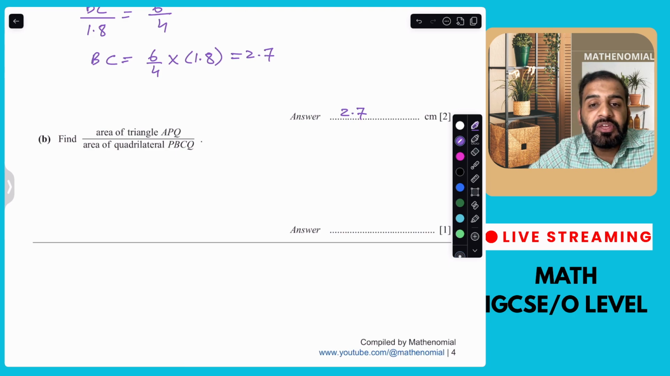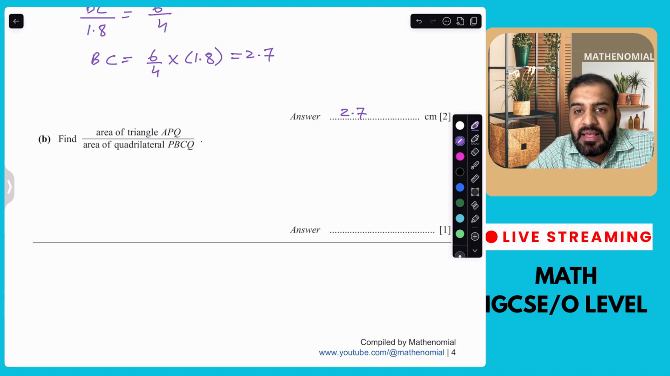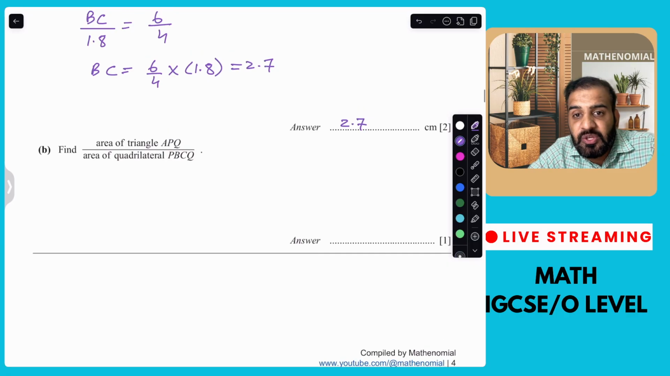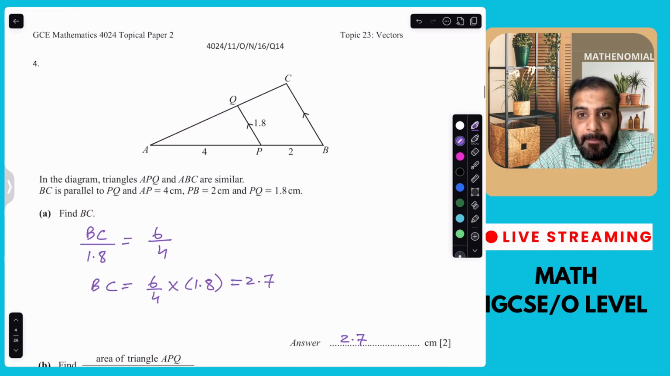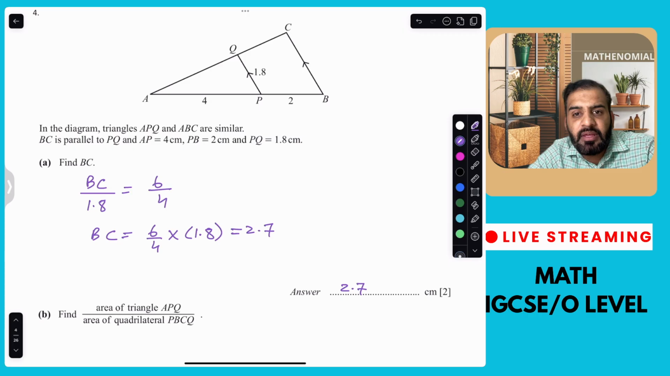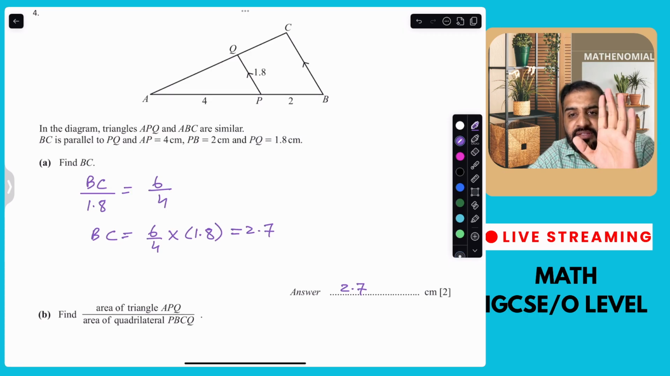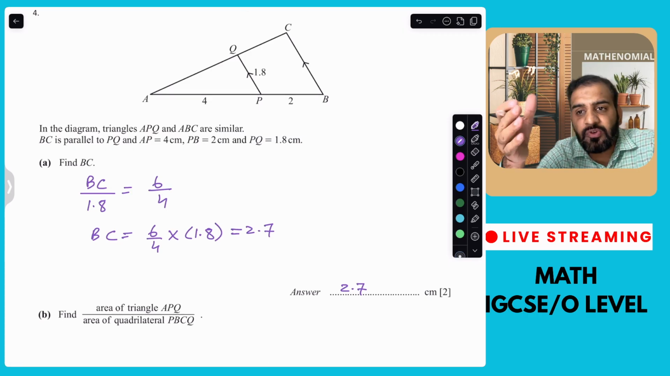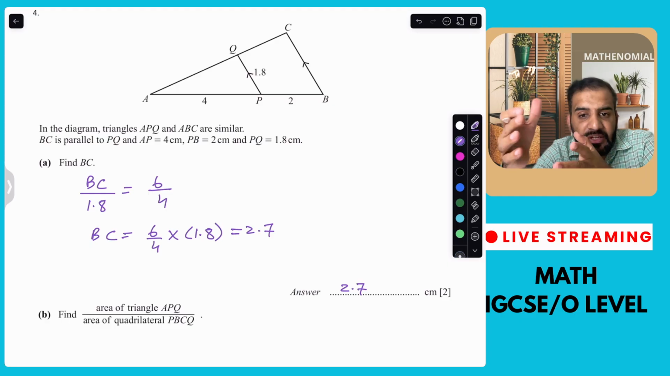Area of triangle APQ divided by area of quadrilateral PBCQ. Now we have done such questions also. APQ and PBCQ. Okay. So first of all, let's find the area ratio.